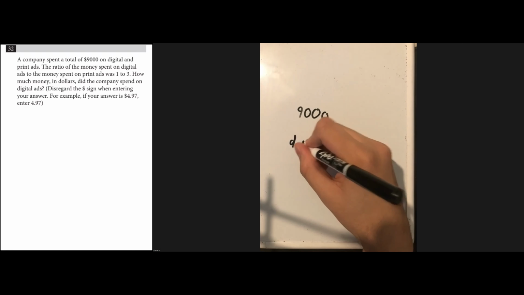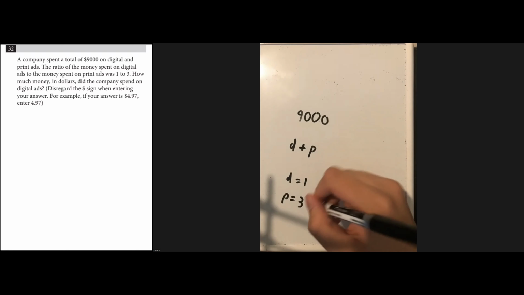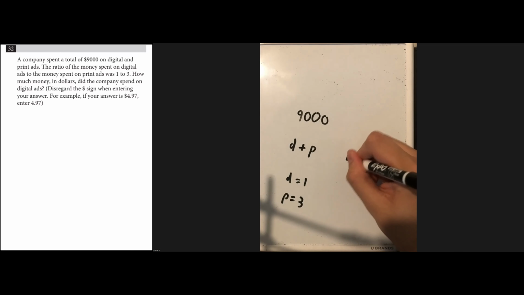Okay, so for this one, given that they spent a total of 9K, or 9,000, on digital and print ads. So digital plus print. And it says the ratio of money spent on digital ads to print ads was 1 to 3. So digital is 1, print is 3. And so how much money did this company spend on digital ads? Well, we just plug these numbers in. So digital plus print is 4.